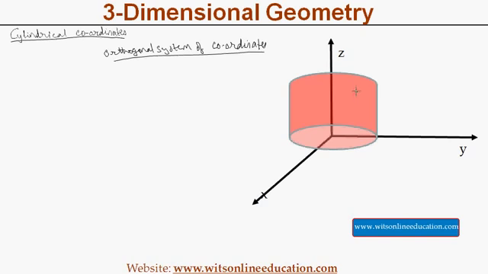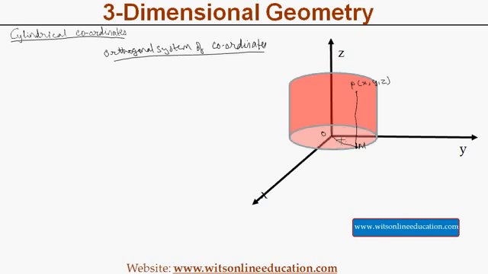Let this be a point P on this cylinder, which has coordinates x, y, z in rectangular Cartesian coordinates. We drop a perpendicular from this point P on the xy plane. Let the foot of the perpendicular on this plane be named M. So this point is M. We join this M with the origin.